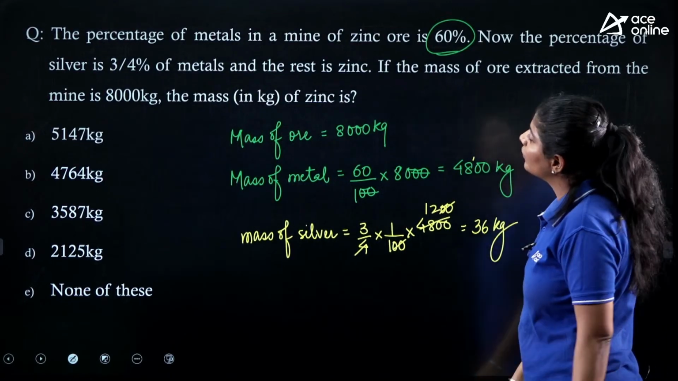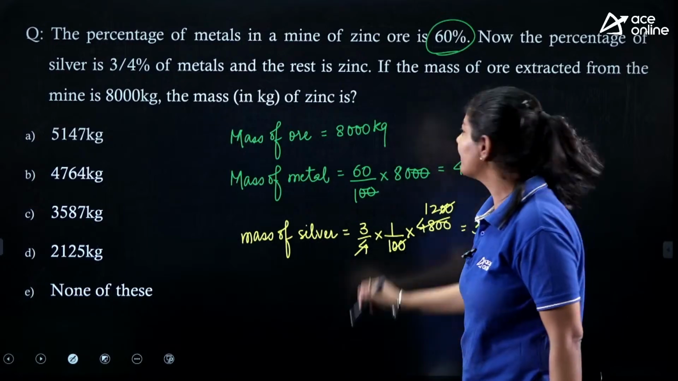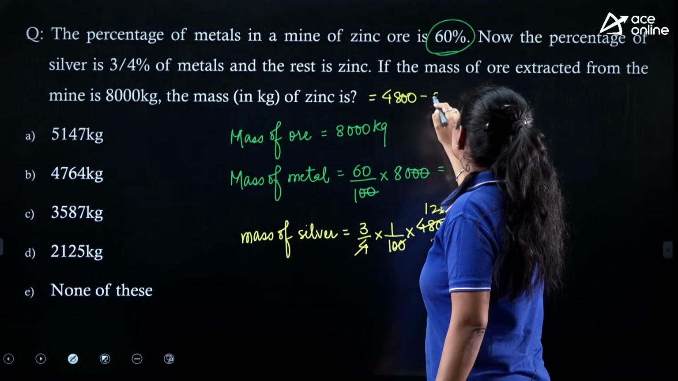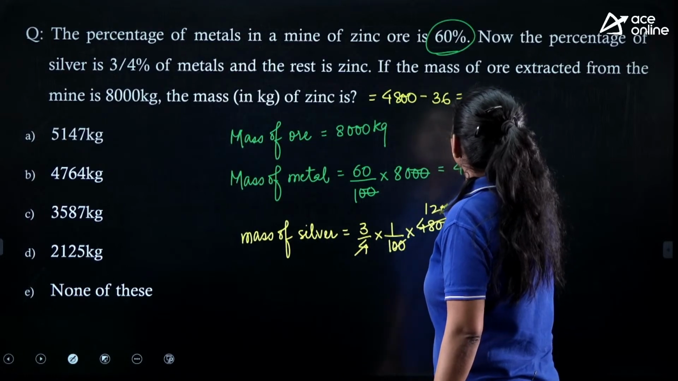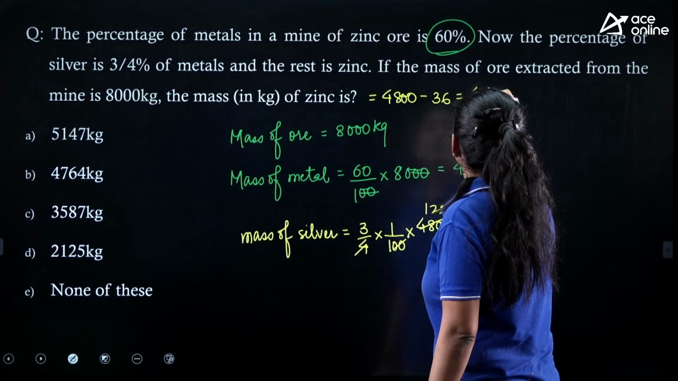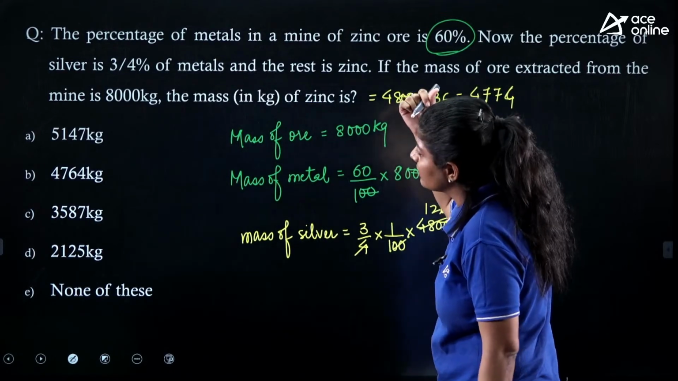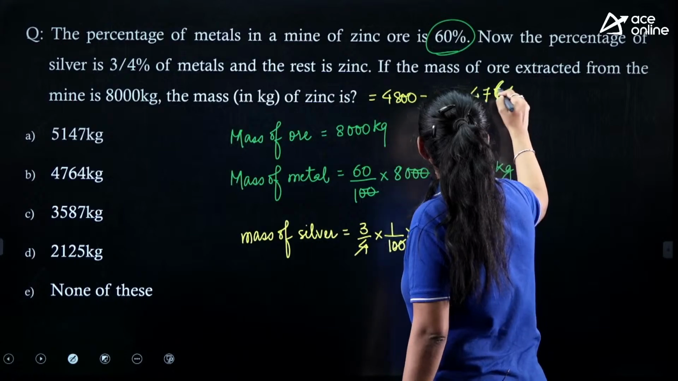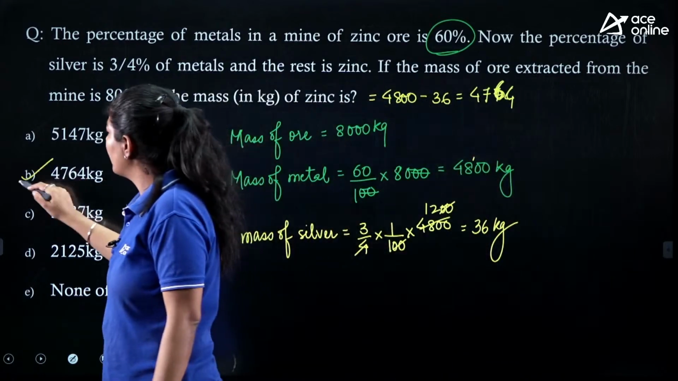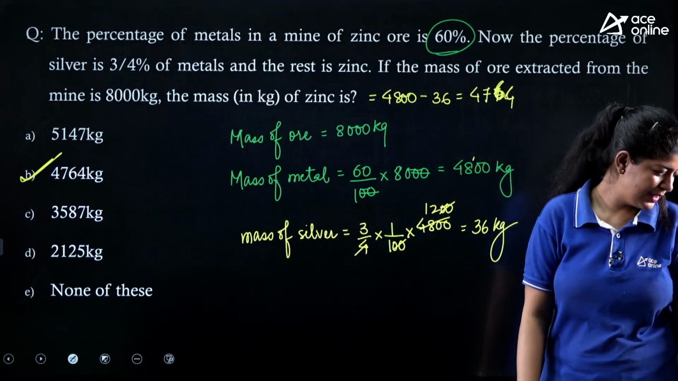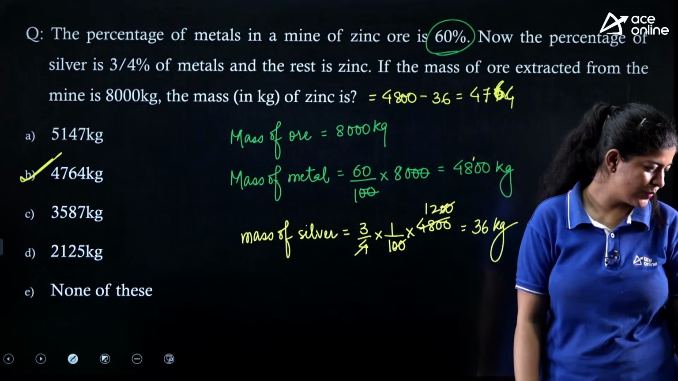Now we need to find out the mass of the zinc, that is 4,800 minus 36, which is 4,774 or 64 as one is carried forward. So option number B is the correct one. Option number B is the correct one. Very good, Rakesh. Very good, Shweta.